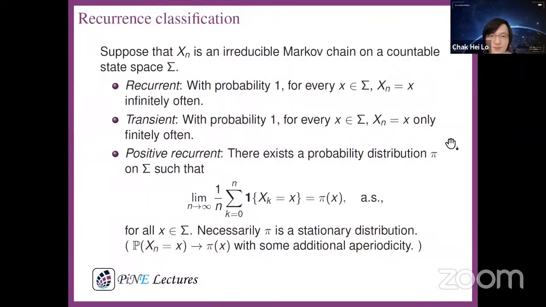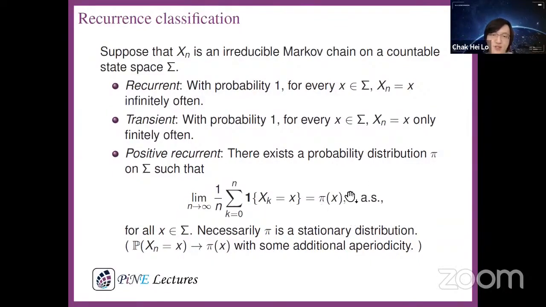We also have the notion of positive recurrence. What it means is that there exists a probability distribution pi on Sigma such that if we take the limit of 1 over n times the summation of the indicator function that Xk is equal to x, then we get a stationary distribution, pi(x).